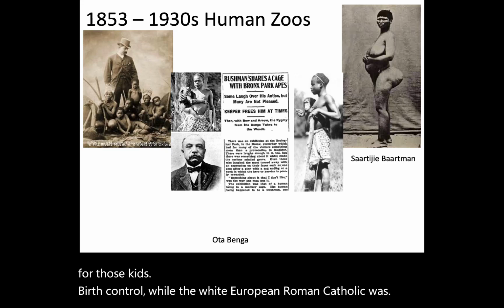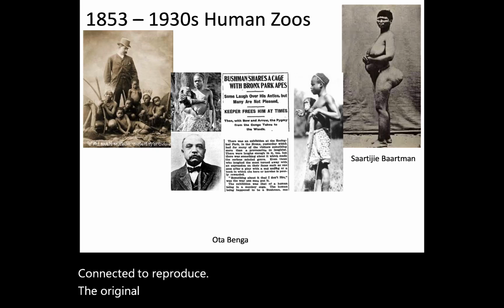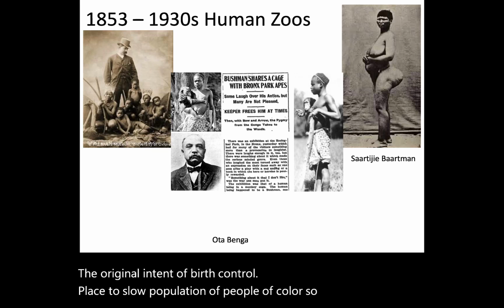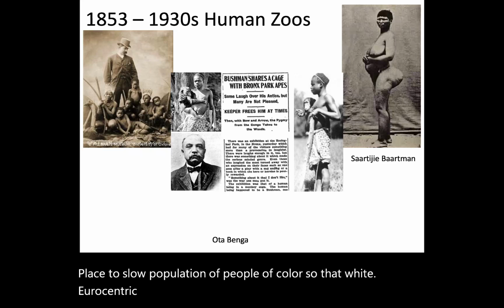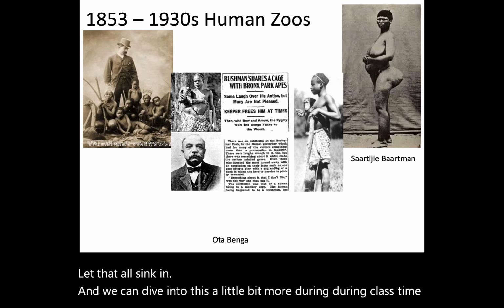expected to reproduce. The original intent of birth control was to slow the population of people of color so that white Eurocentric individuals could maintain the power. Let that all sink in. And we can dive into this a little bit more during class time, but let that all sink in.